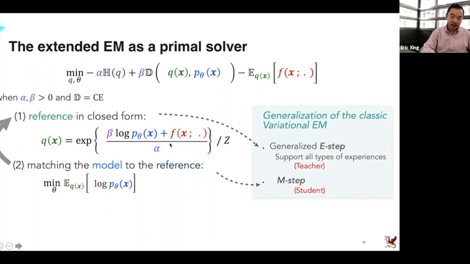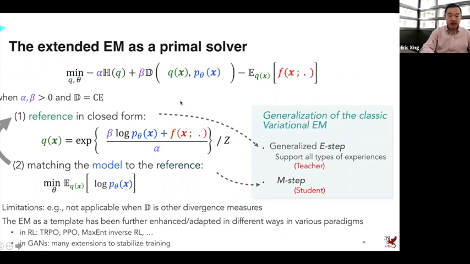And then in the generalized M step, we're going to connect the teacher to the students using a loss function, in this case, cross entropy, but it could be other forms, to really bring the student's level of knowledge equal to the level of knowledge of the teacher. So this is a more generalized teacher-student mechanism that is behind what many EM style algorithms are doing. And we believe that this particular mechanism could be a generic solver for many of the machine learning problems.